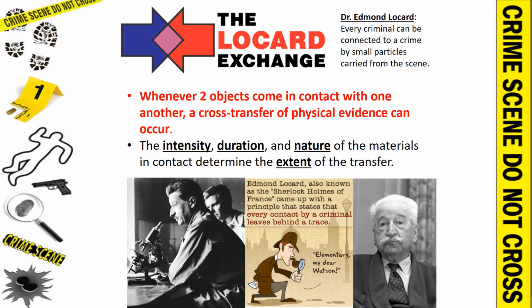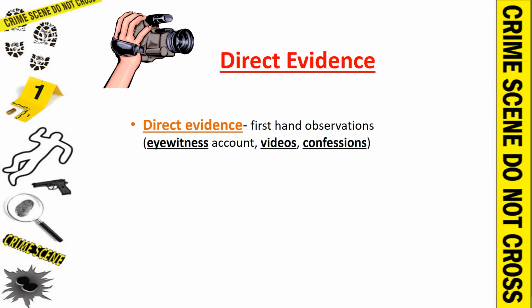First kind of evidence we're going to talk about is direct evidence. And direct evidence is referring to first-hand observations. So this is going to be, I saw the following thing happen, or it will be a confession, or it can be a video or a photograph or an audio recording of somebody or something going on. So direct evidence are first-hand observations. This is going to be an eyewitness account, video recordings, written confessions, things of that nature.